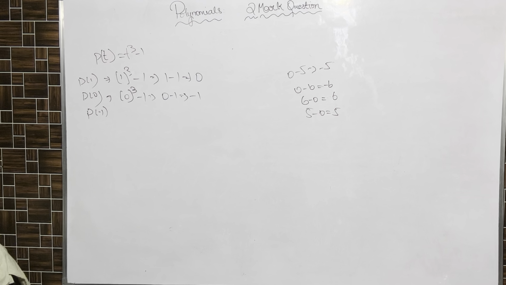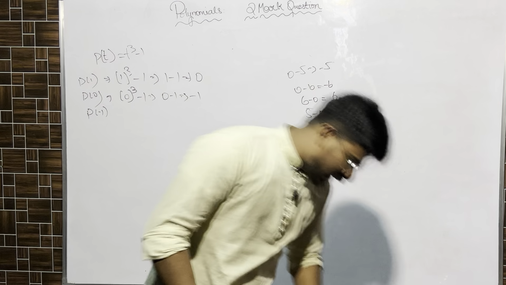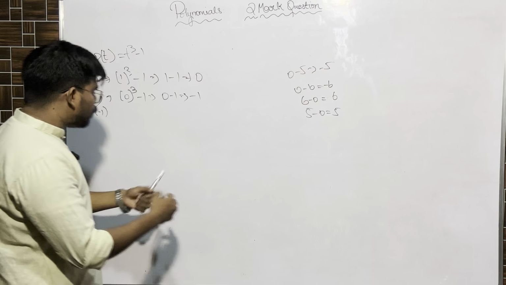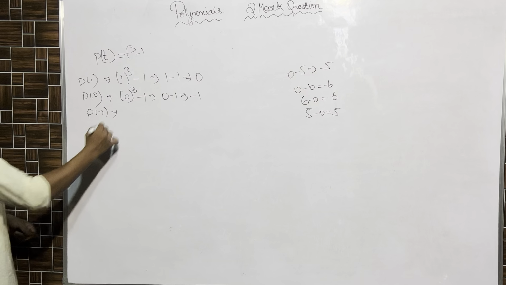Right. So this is how it is. Polynomials P of... next question. There are a few more terms. Minus 1 we have to substitute, no?